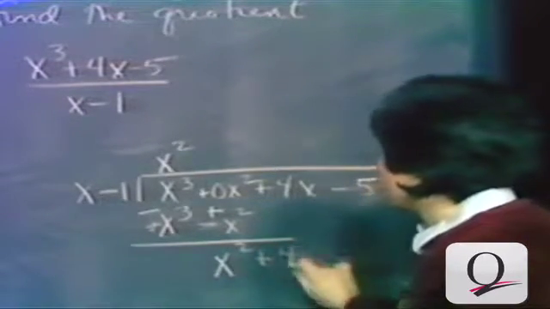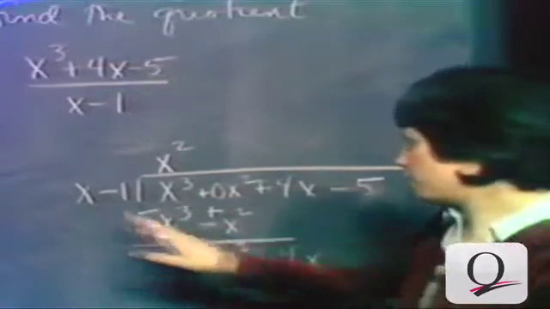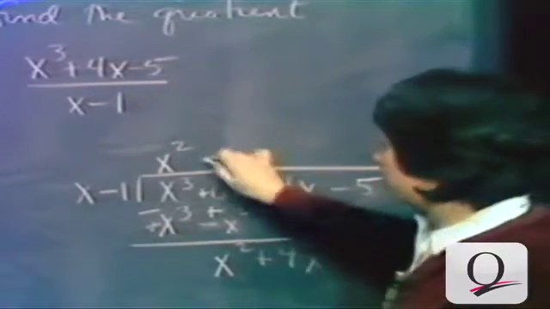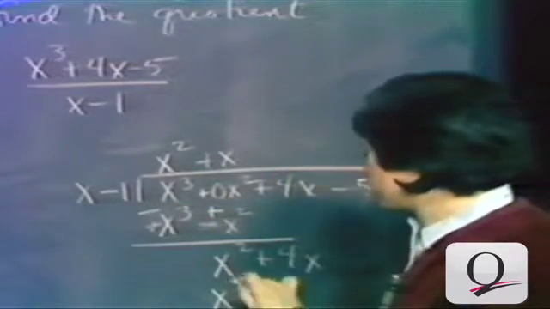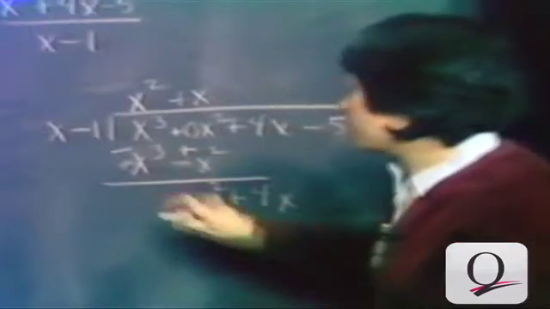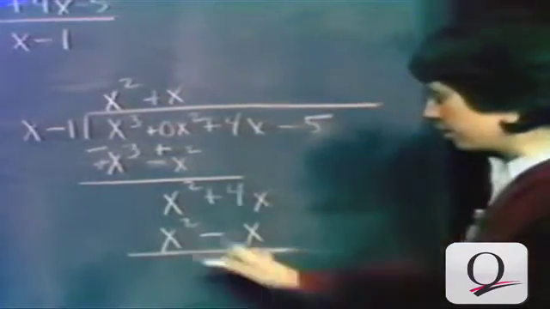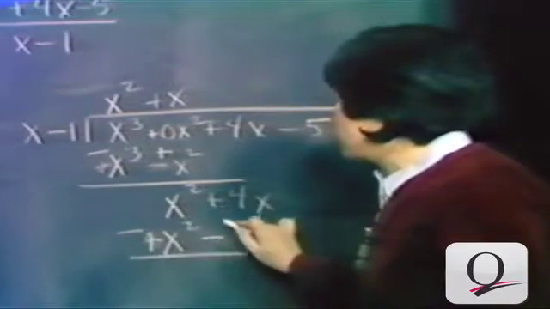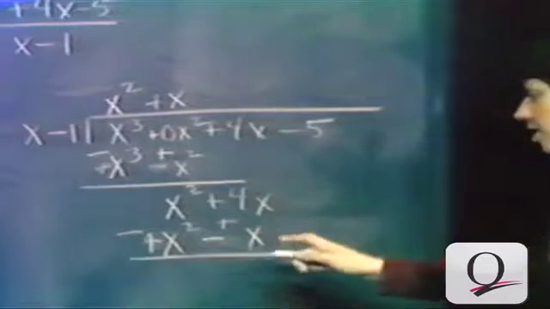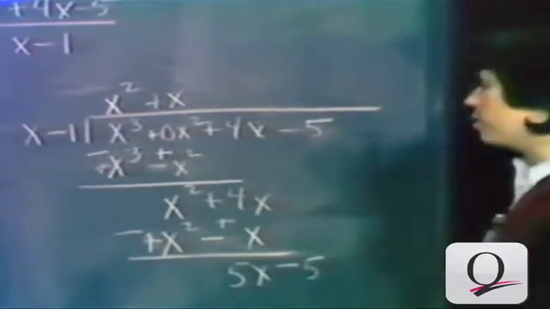We bring down the next term, the plus 4x. Now we say, how many times does x go into x squared? It goes x times. x times x gives us x squared. x times minus 1 gives us minus 1x. We subtract, which means we change the signs and add. The x squareds cancel. This gives us 5x, and we bring down the minus 5.